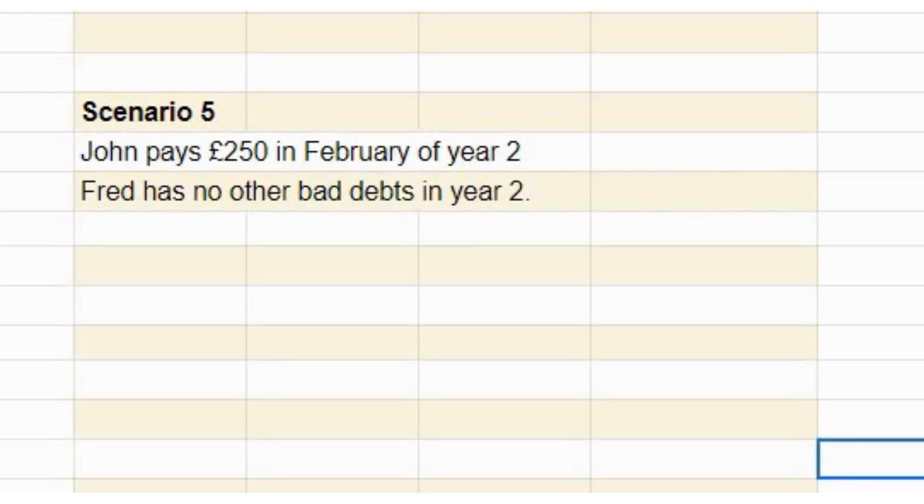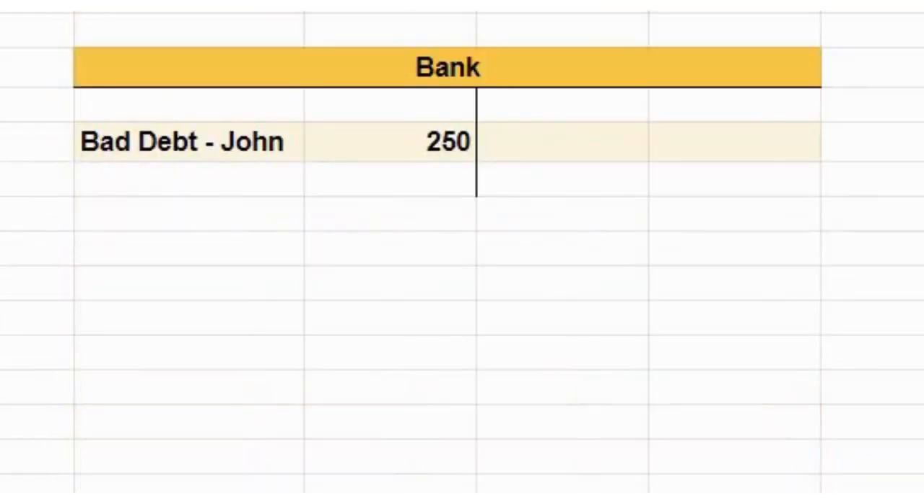Okay, and this is scenario 5, and in scenario 5 John pays £250 of his £500 original debt in February of Fred's second financial year, year 2, and we're going to assume for this scenario that Fred has absolutely no other bad debts in year 2. And so in the bank account we're going to receive the £250 from John, and we're going to use method 1 where we are going to credit the bad debt expense account.